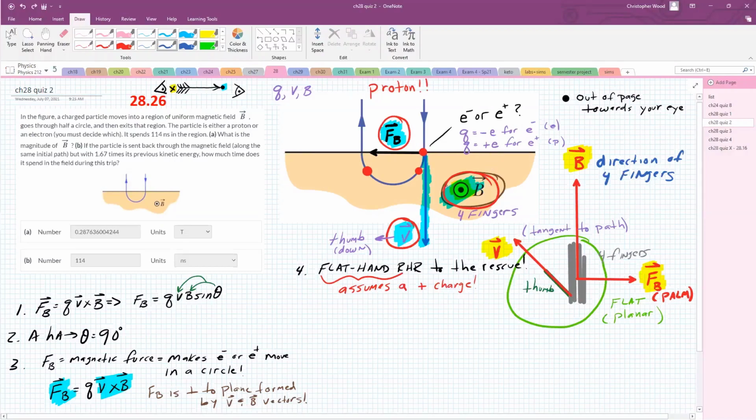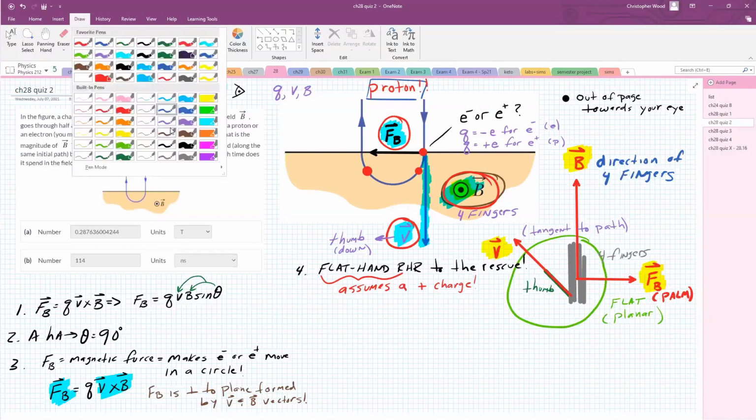So that's how I can use my reasoning and my flat hand, right hand rule to say, well, based on the fact that my flat hand, right hand rule assumes a positive charge, and I'm getting this as the direction of my force, it's a proton. It is a proton, and you can see no matter where. So let's just play this game one more time when the proton is right here.